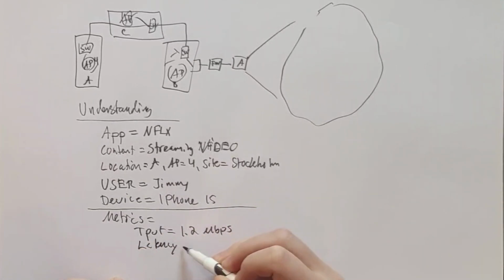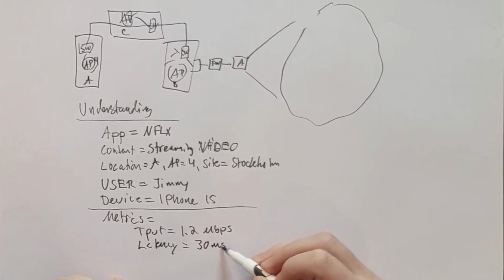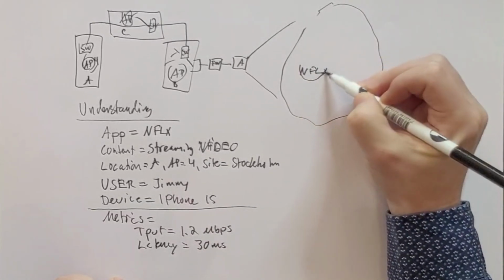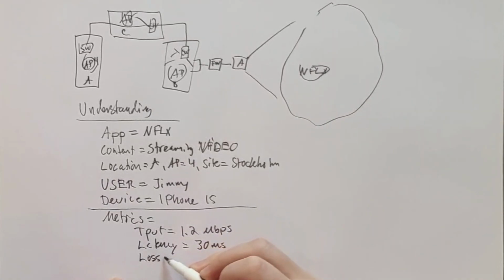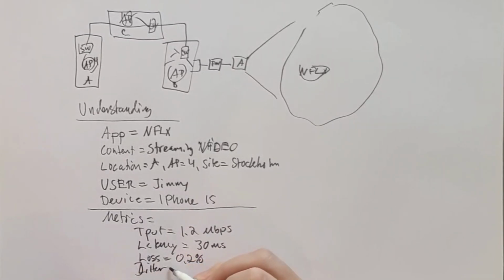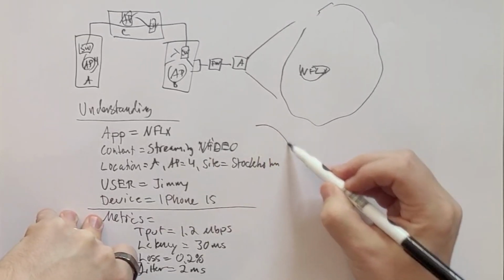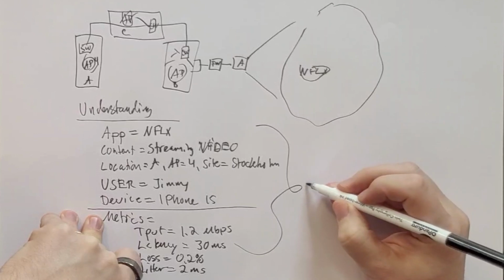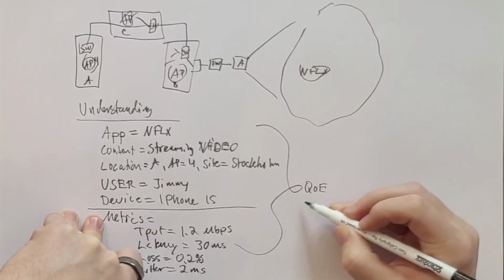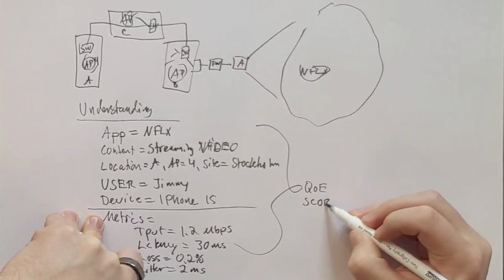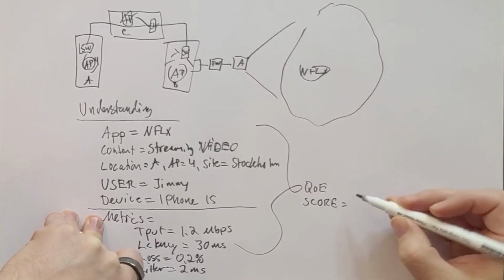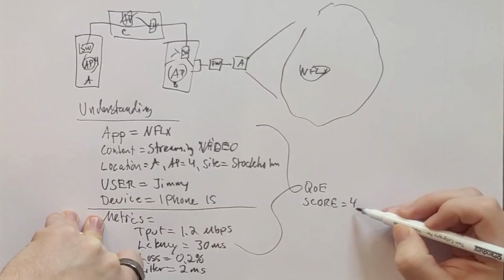Latency. He's got 30 milliseconds to the Netflix server out here. The loss rate, let's say 0.2%. The jitter, let's call it 2 milliseconds. And then all of this together builds an understanding of the QoE using a measurement that we call scores. And let's say he's scoring probably 4 out of 5 on this video session.